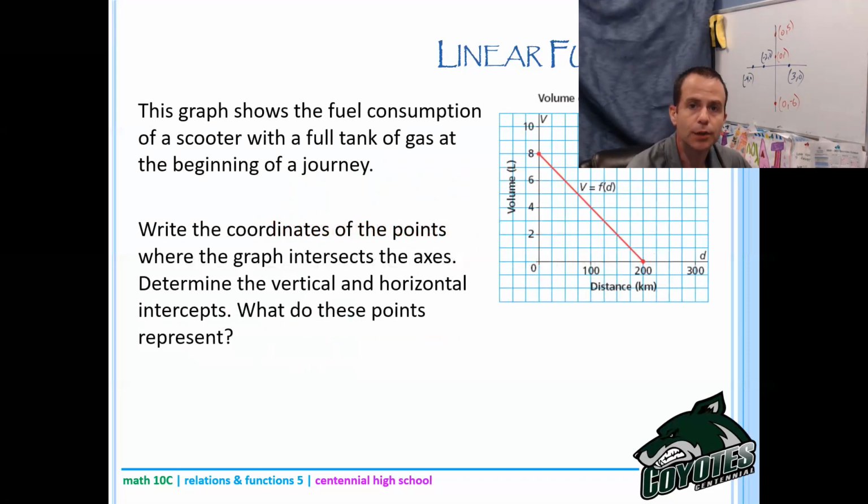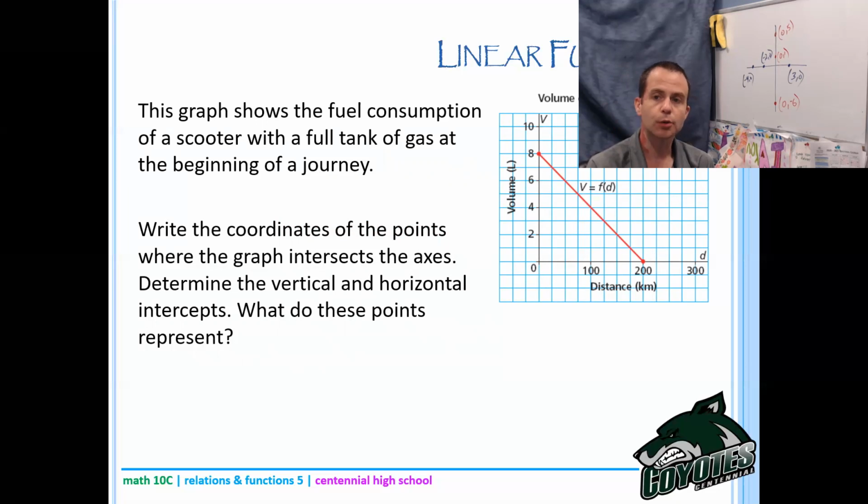All right, so this graph shows the fuel consumption of a scooter with a full tank of gas at the beginning of a journey. Write the coordinates of the points where the graph intersects the axis. Determine the vertical and horizontal intercepts. What do these points represent?